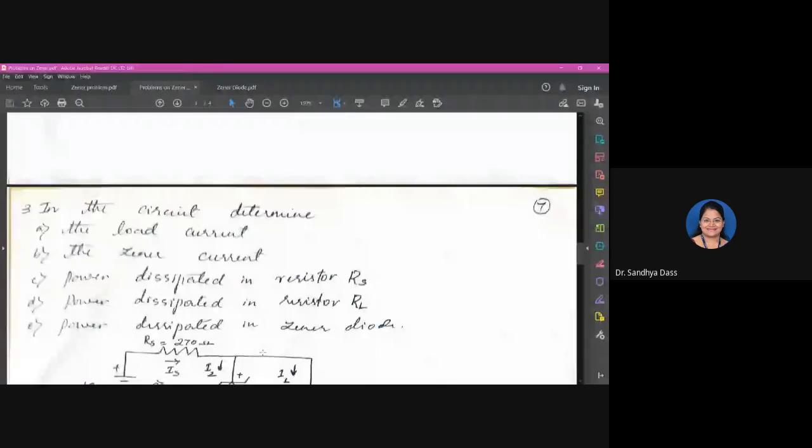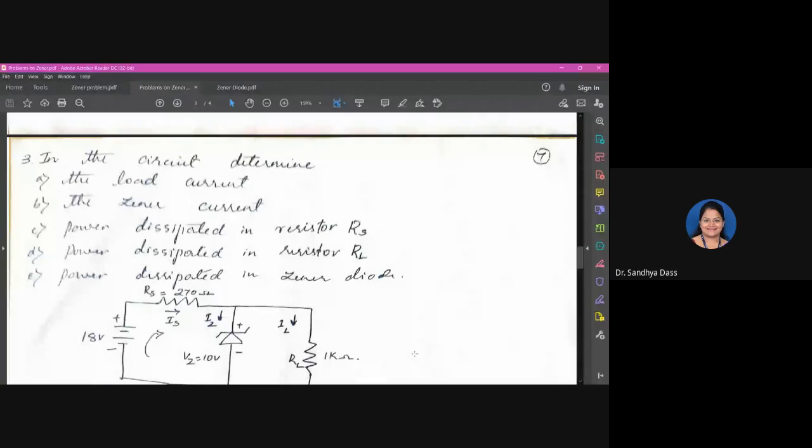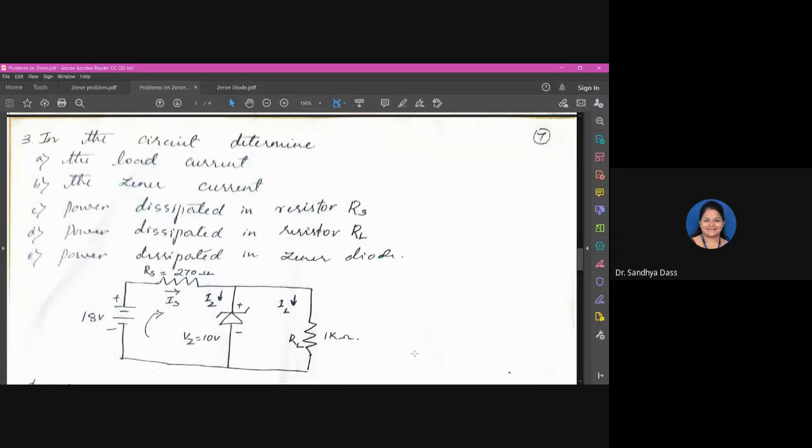Okay, take this next problem, and you should be able to solve this. In the circuit, determine the load current, the Zener current, power dissipated in resistor RS, power dissipated in resistor RL, and power dissipated in the Zener diode. And for your information, all these examples I'm showing you or making you solve are exam problems, questions that appeared in previous years' exams.